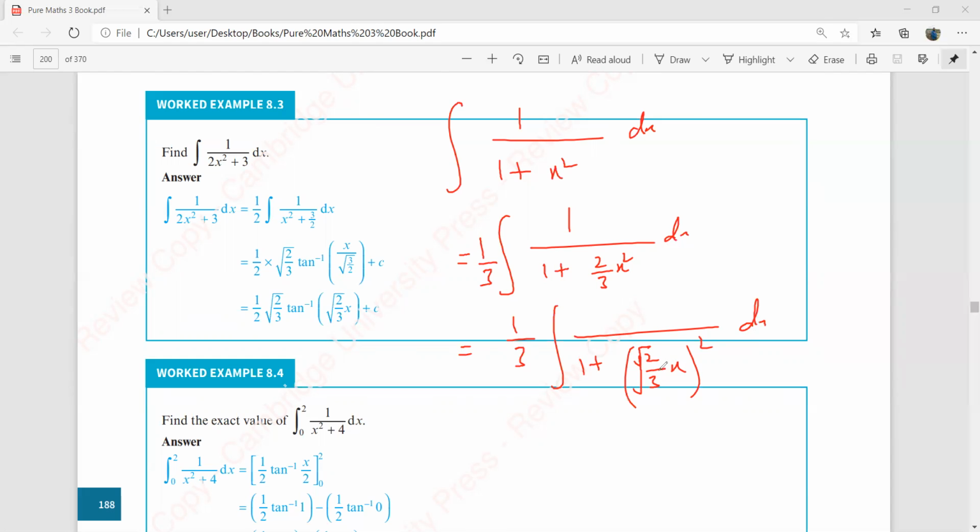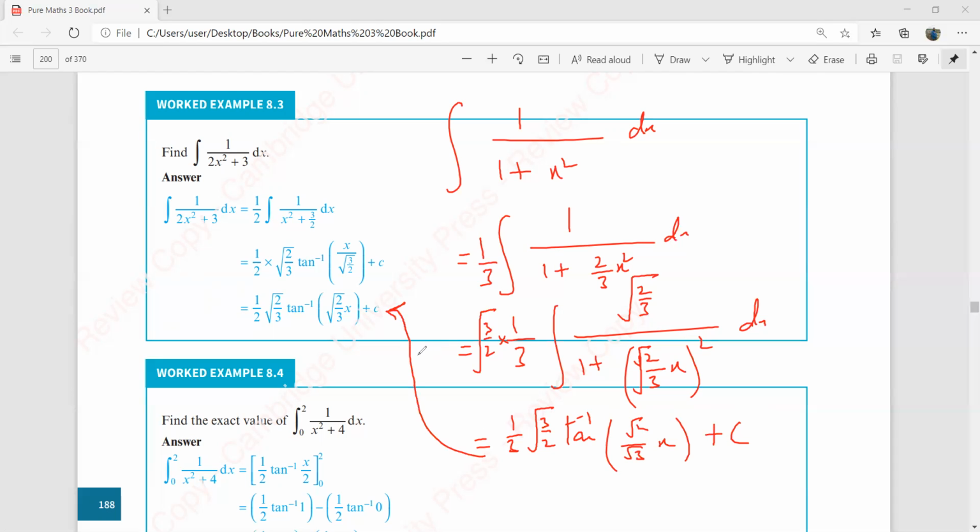What is the derivative of under root 2 over 3 x? That is going to be under root 2 over 3. So you will multiply it here by under root 3 over 2, that is its reciprocal. So this is going to be 1 over 3 under root 3 over 2, and this becomes tan inverse of under root 2 over under root 3 x plus c. And the same thing is written like this over here.